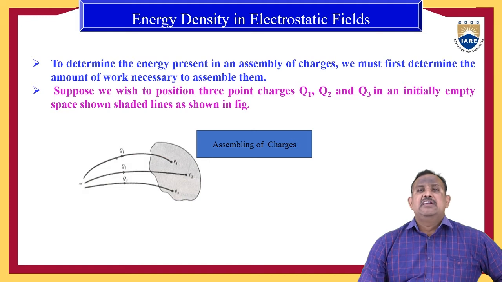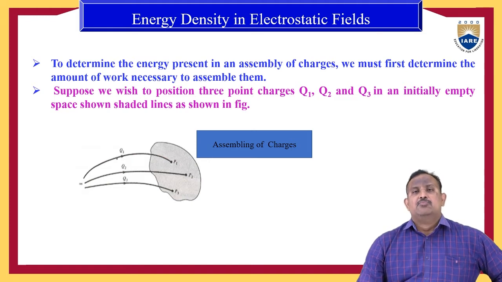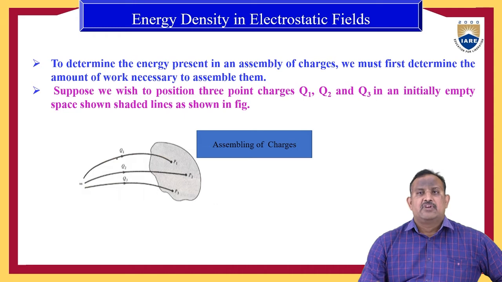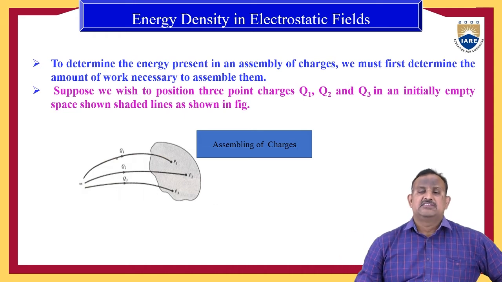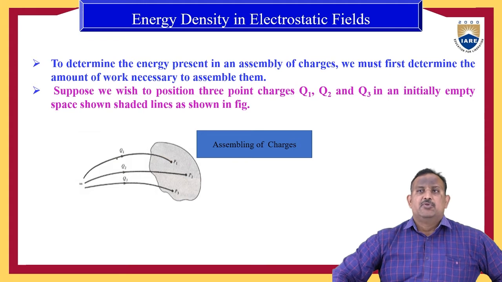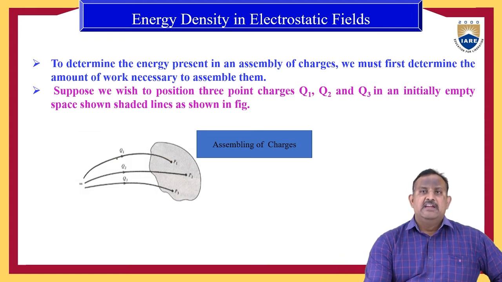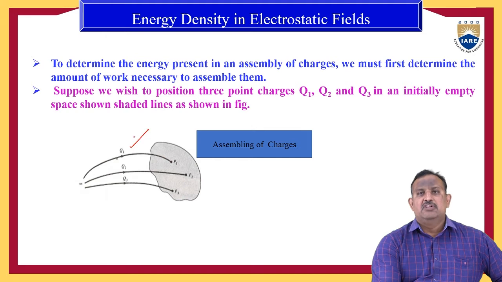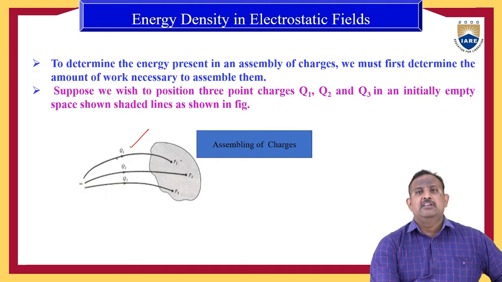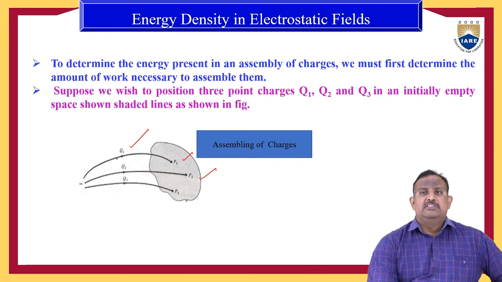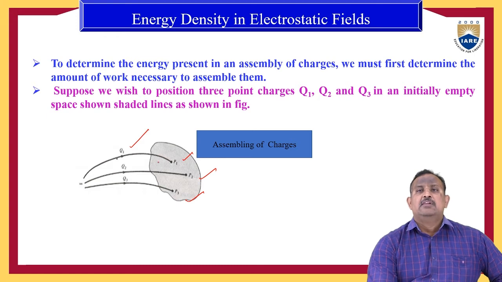Let us assume point charges Q1, Q2, Q3. I want to move the point charges Q1, Q2, Q3 from infinity to some area in space. Suppose I need to move a point charge Q1 from infinity to point P1 in space. Let us assume in that area there are points P1, P2, P3. We need to move the point charge Q1 from infinity to P1, point charge Q2 from infinity to point P2, and point charge Q3 from infinity to P3.